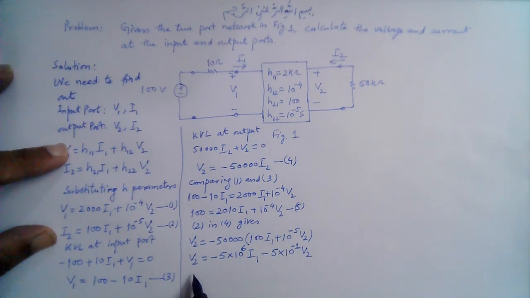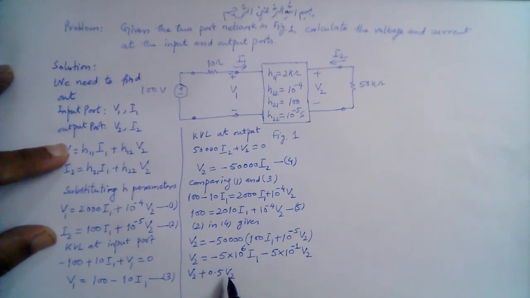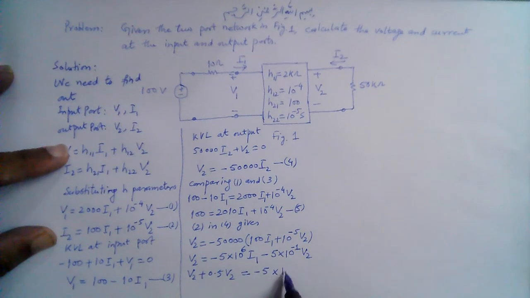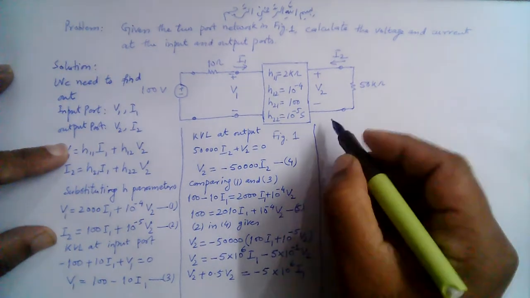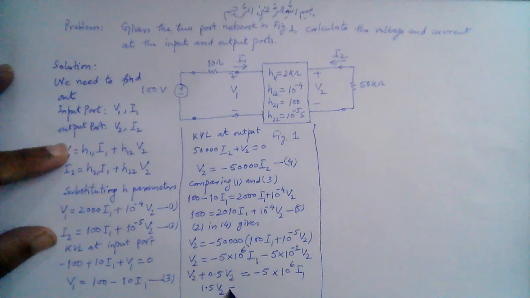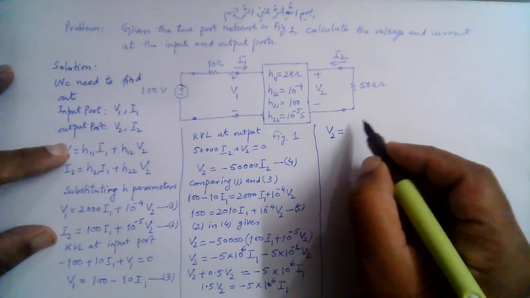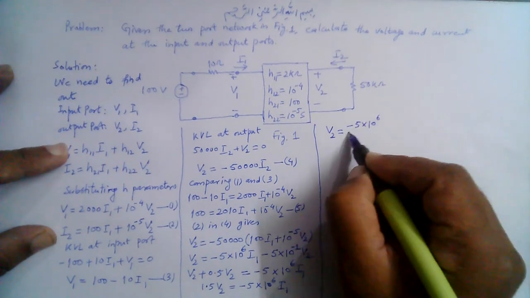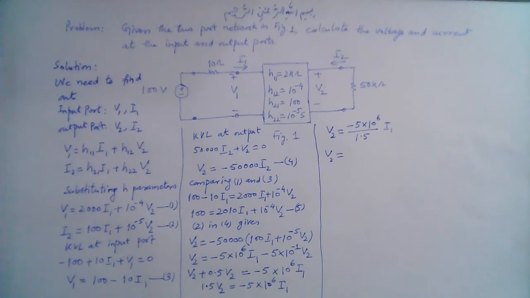So this is basically then V2 plus 0.5 V2, and that is equal to minus 5 into 10 to the power 6 I1. So that is 1.5 V2 equal to minus 5 into 10 to the power 6 I1. Then V2 is equal to minus 5 into 10 to the power 6 divided by 1.5 times I1, and V2 is equal to, so we'll need a calculator here now.